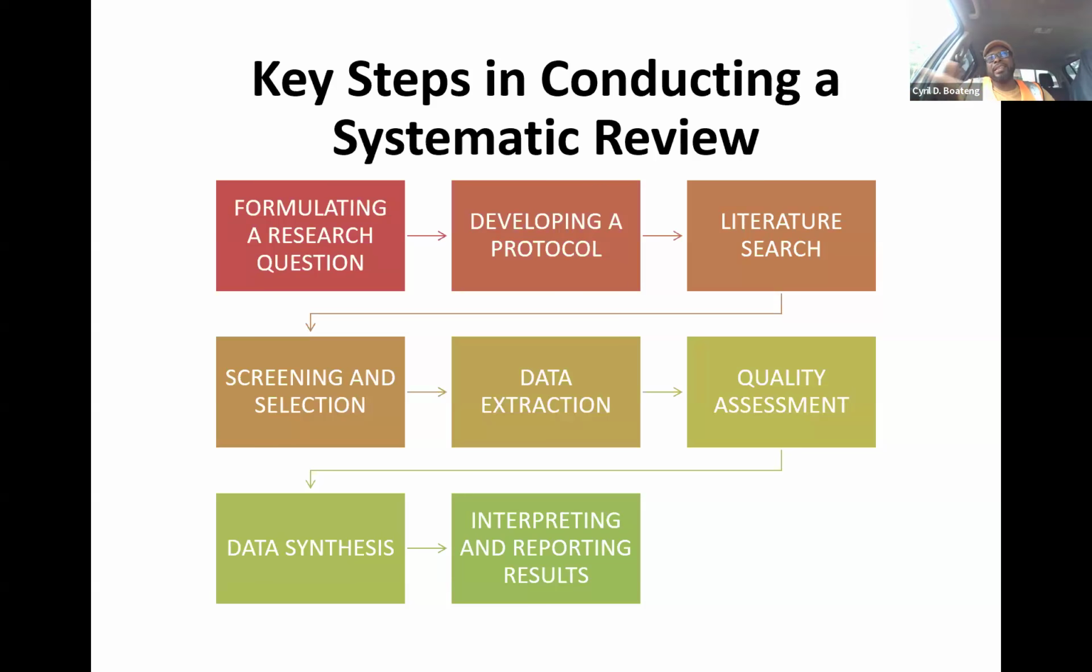Let's say you've taken three databases: Scopus, Dimensions, and maybe Google Scholar. You've put in your search items. You've gotten some output. You've downloaded all those, combined them. Then you need to select the ones that are relevant and the ones that are not. And that's where we have the screening and selection process. And then you need to extract the data.